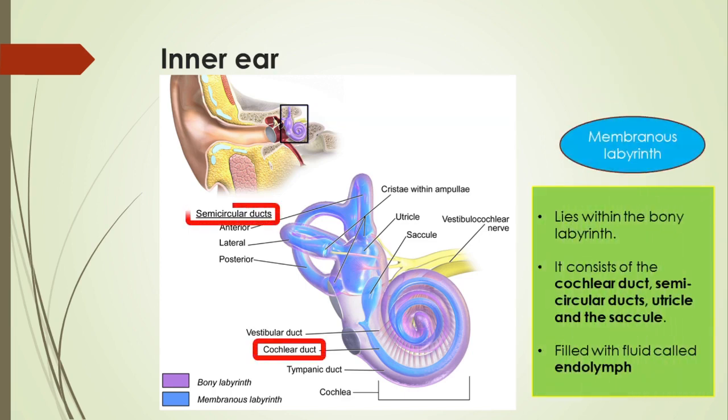Located inside the bony labyrinth is the membranous labyrinth of the inner ear. The membranous labyrinth is composed of cochlear duct, semicircular canals, utricle and saccule. The membranous labyrinth is filled with a fluid called endolymph.